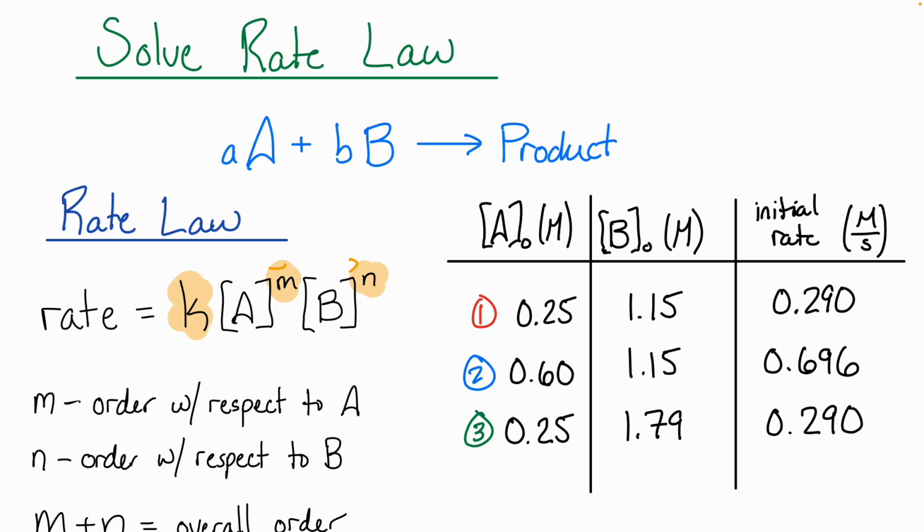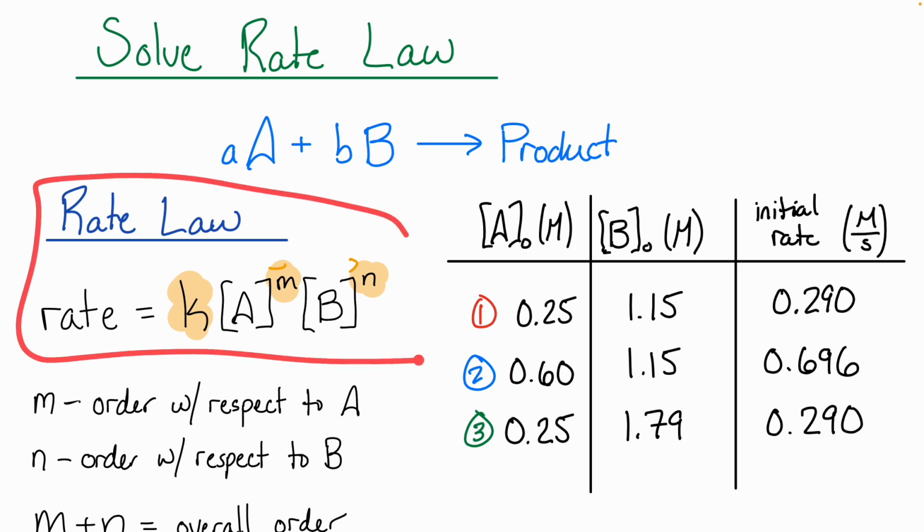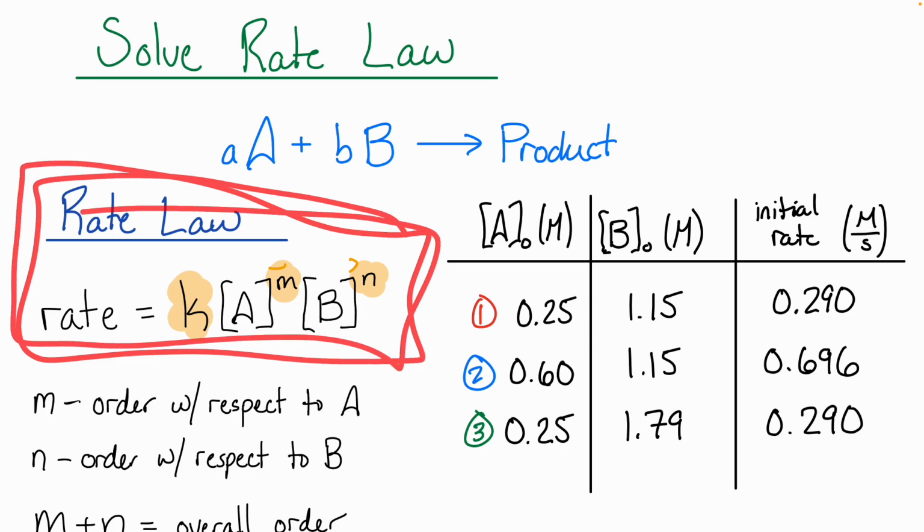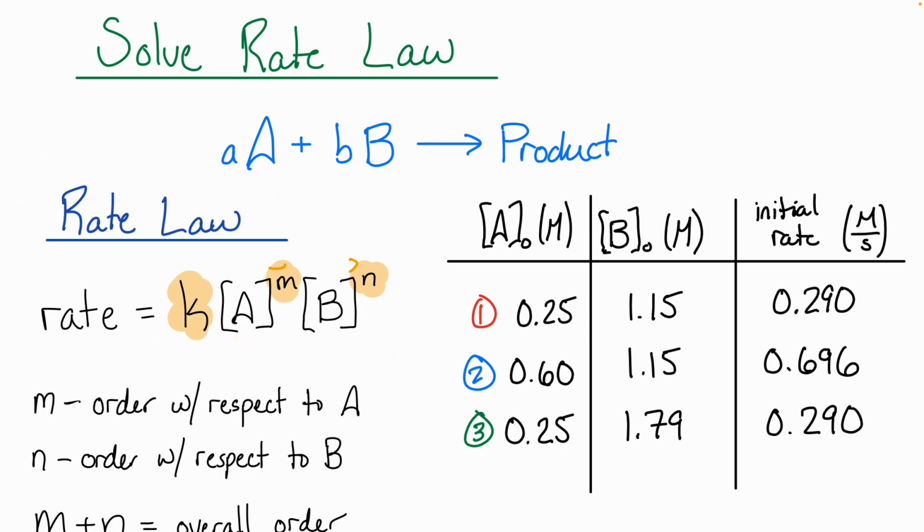Once we get our orders with respect to both A and B, then we need to find our rate constant K by just picking any data point, and then solve for that missing variable. Cool. All right. So again, rate law is going to be very important. We'll see this crop up over and over and over again across the next few weeks.